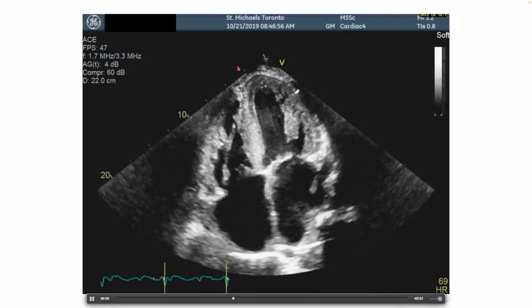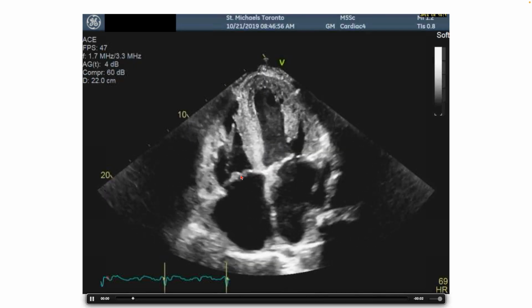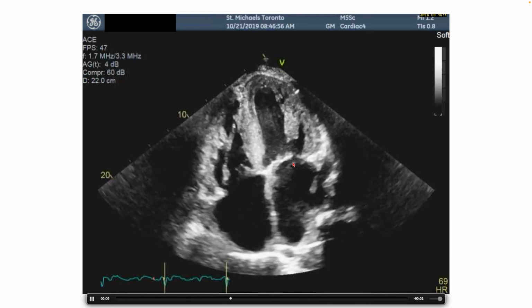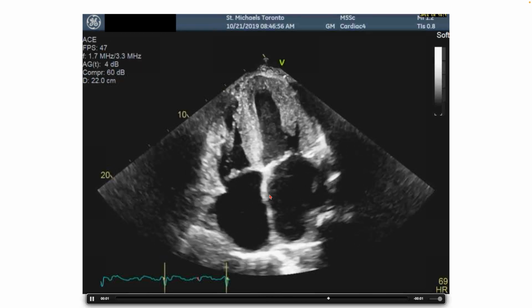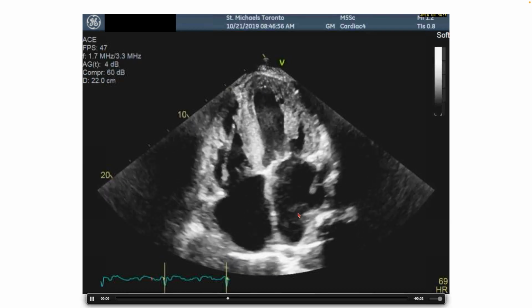And this is the apical four-chamber view. You can see the ventricle is infiltrated, the leaflets are infiltrated, both on the tricuspid and the mitral side, and also the interatrial septum is thickened as well, and the left atrium is enlarged.